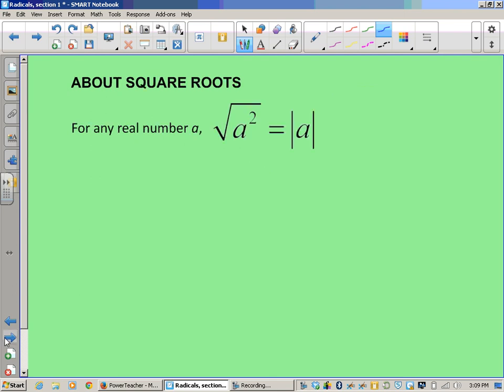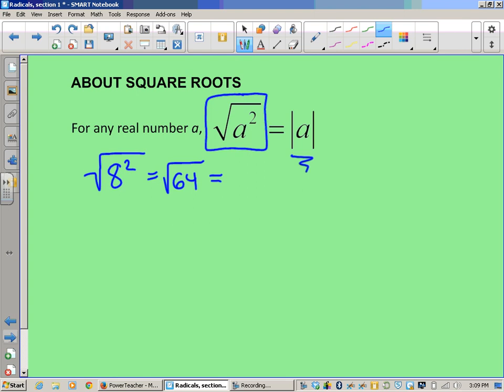Let's see what else we have here. For any real number a, the square root of a squared equals the absolute value of a. Let's think about why that happens and why we need this rule. So let's start with some basic examples. If we say the square root of 8 squared, well, that's the same as the square root of 64, and we know that is the principal nth root, and that's 8. So it looks like that whenever we have a number squared under a square root symbol, we just get that number back. But the plot thickens a little bit when we start thinking about negative numbers.